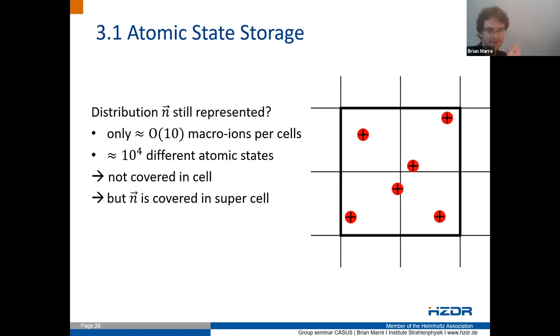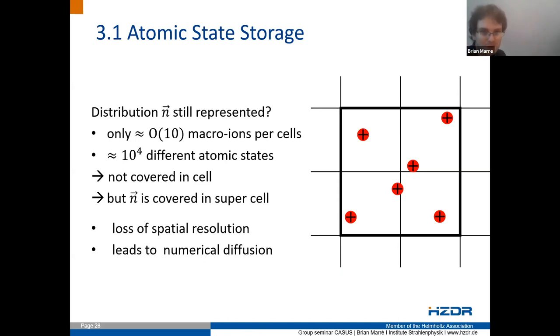So that's the idea. We, in essence, lose resolution of your atomic state population, but reduce the memory required. This approach also leads to numerical diffusion, which I will cover a little bit later, but good enough for me, at least it works.